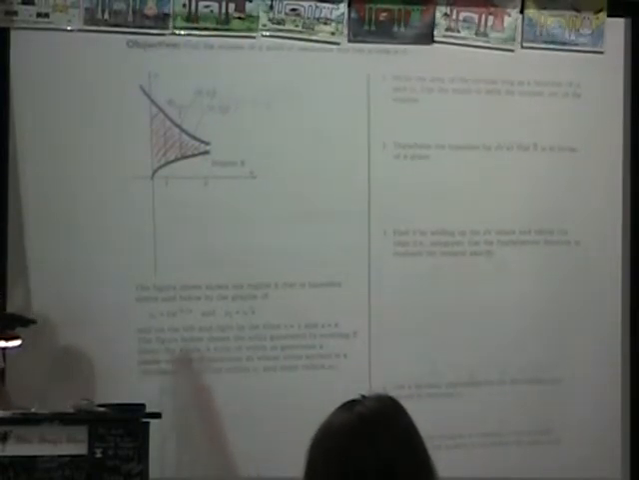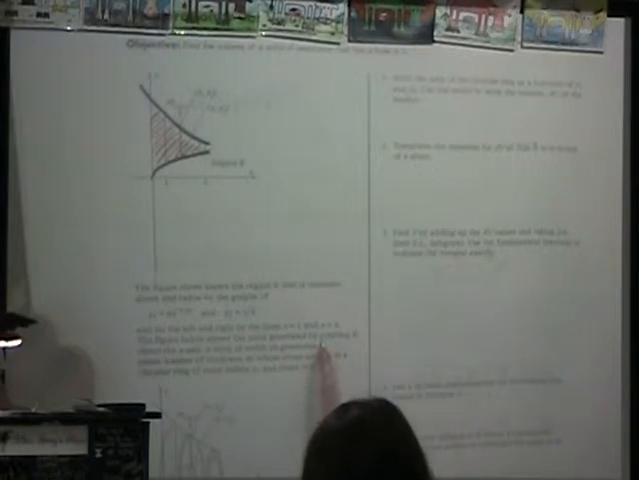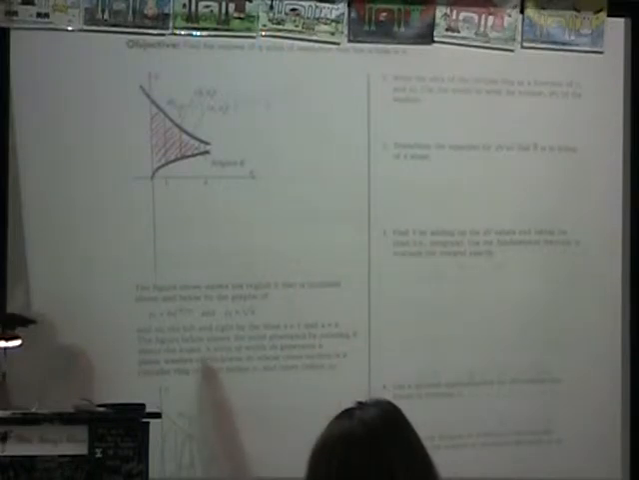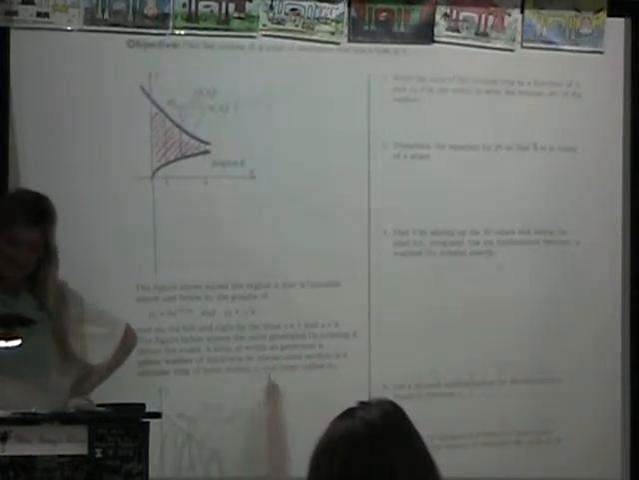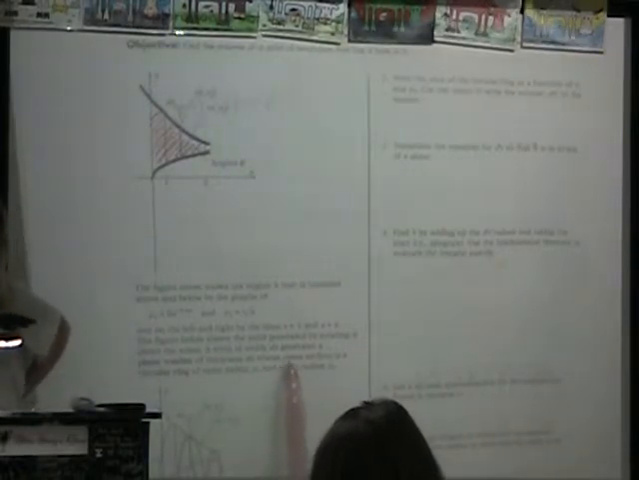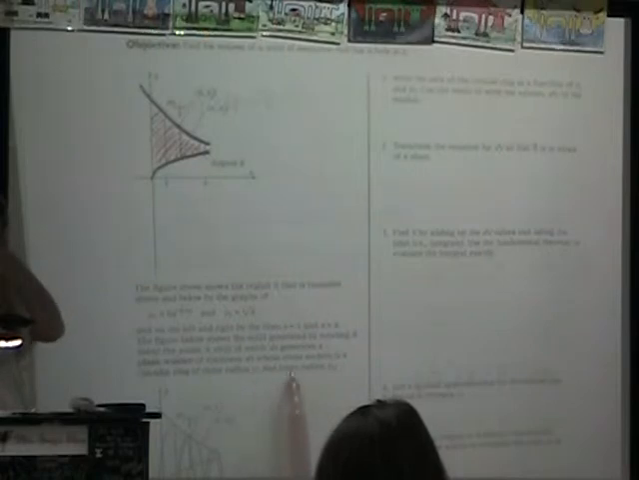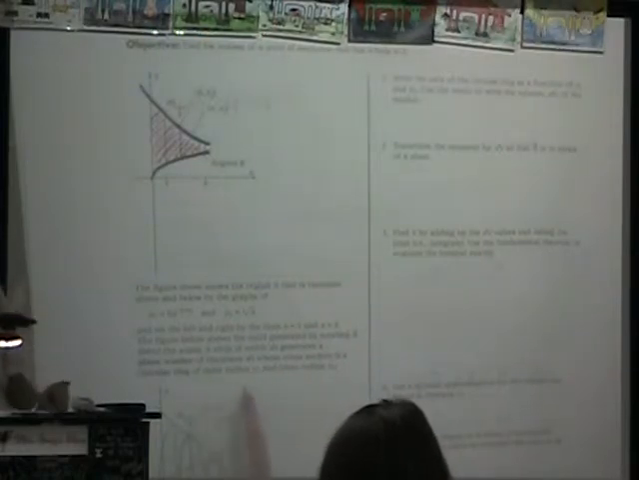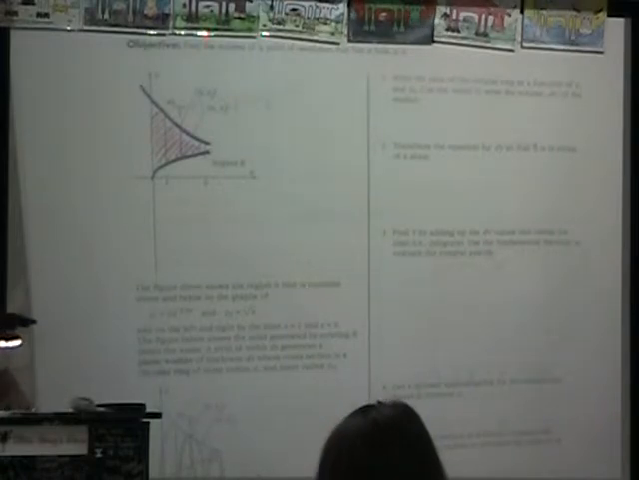It says it's bounded on the left and the right by the lines x equals 1 and x equals 4. And the figure below shows the solid generated by rotating R about the x-axis. A strip of width dx generates the plane washer of thickness dx whose cross-section is a circular ring of outer radius y sub 1, inner radius y sub 2.